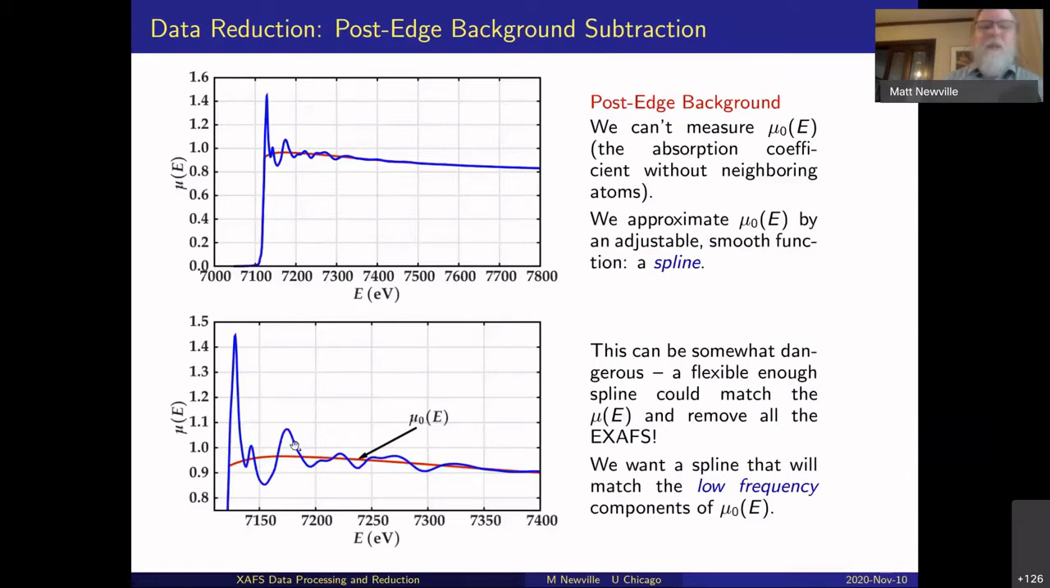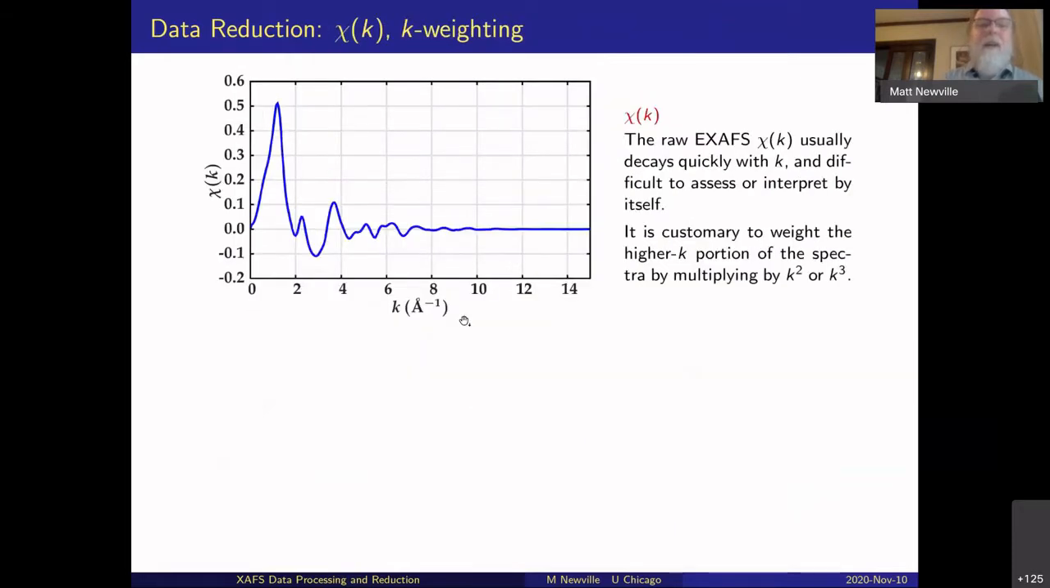But because we're using just a mathematical smooth spline, it can be dangerous. So we have a lot of checks in place to make it less dangerous. Still, you can always cut yourself with the wrong side of a knife or the right side. So we want a spline that will match the low frequency components. We want it to be smooth. That's the fundamental understanding. So then we have chi of k extracted from that.